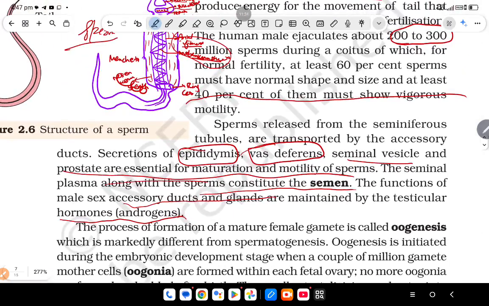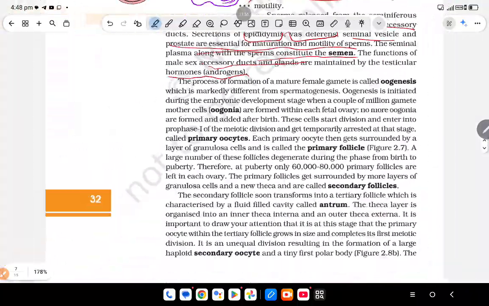So here, sperm released from the seminiferous tubules are transported by the accessory ducts, and remember the epididymis and the vas deferens are the two accessory ducts, which, along with the seminal vesicle and prostate gland, have their own secretions for the maturation and motility of sperm. The seminal plasma along with the sperms constitutes the semen, and the function of the main accessory ducts and glands is maintained by testicular hormones, androgen.